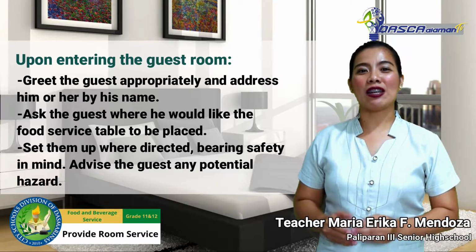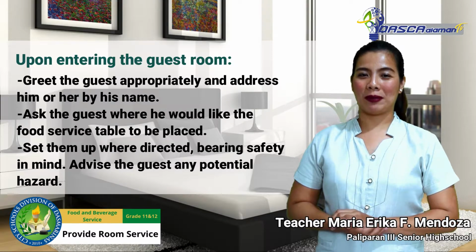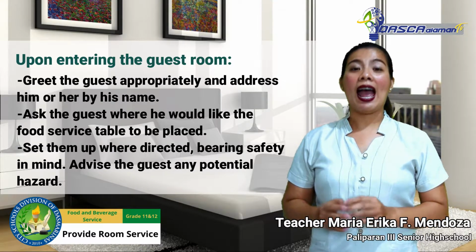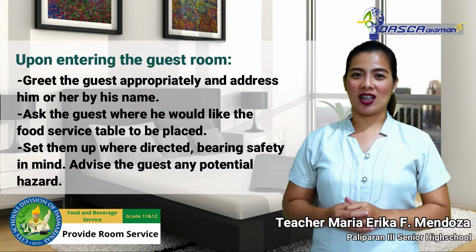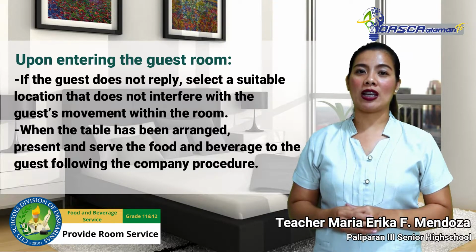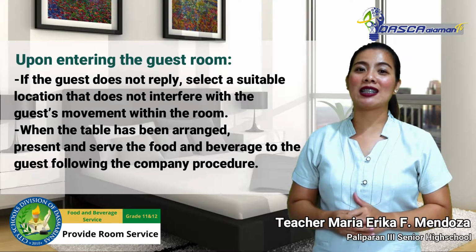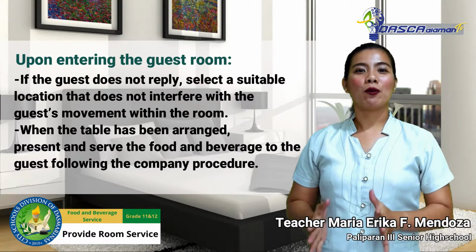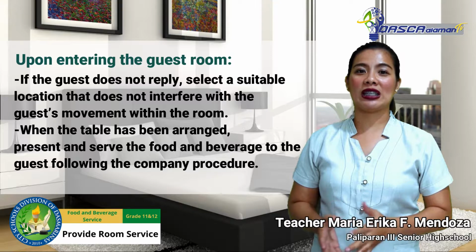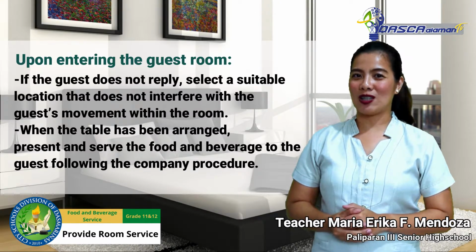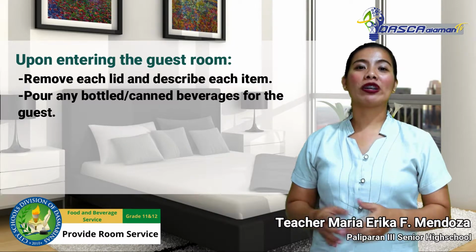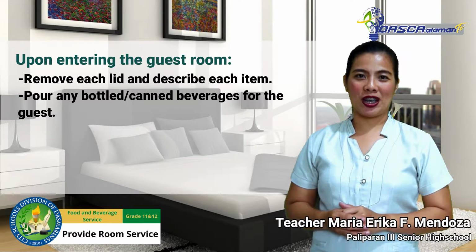Ask the guest where he or she would like the meal ordered to be placed. Set them up where directed, bearing safety in mind. Advise the guest of any potential hazard. If the guest does not reply, select a suitable location that does not interfere with the guest's movement within the room. When the table has been arranged, present and serve the food and beverage to the guest following the company procedure. Remove each lid and describe each item. Pour any bottled or canned beverages for the guest.